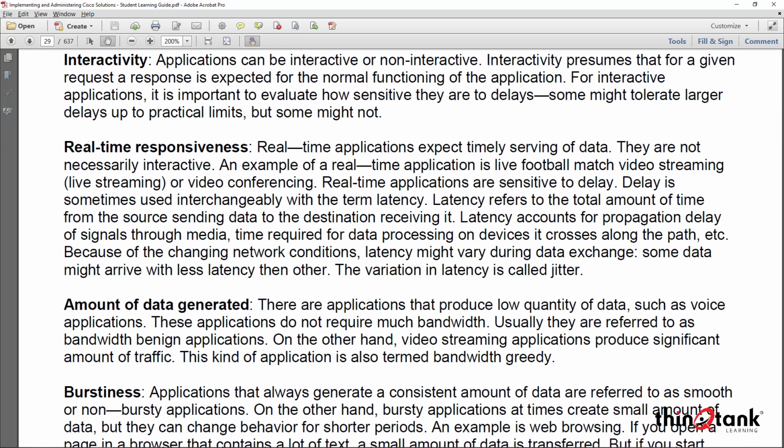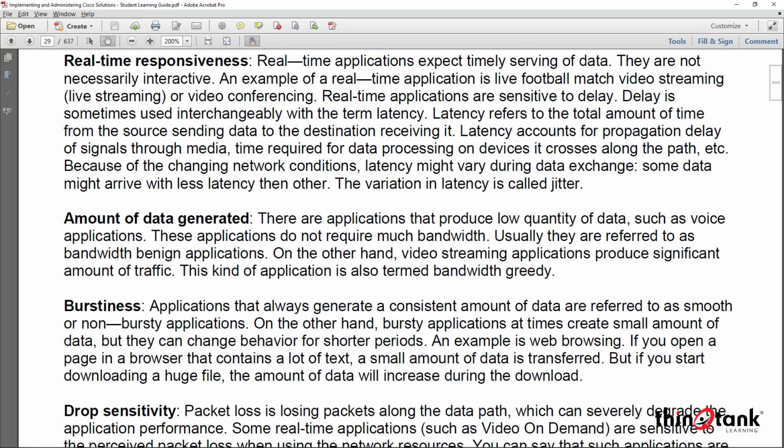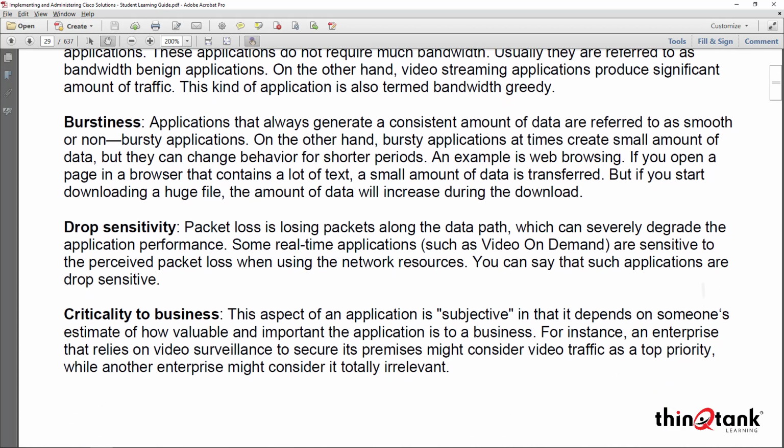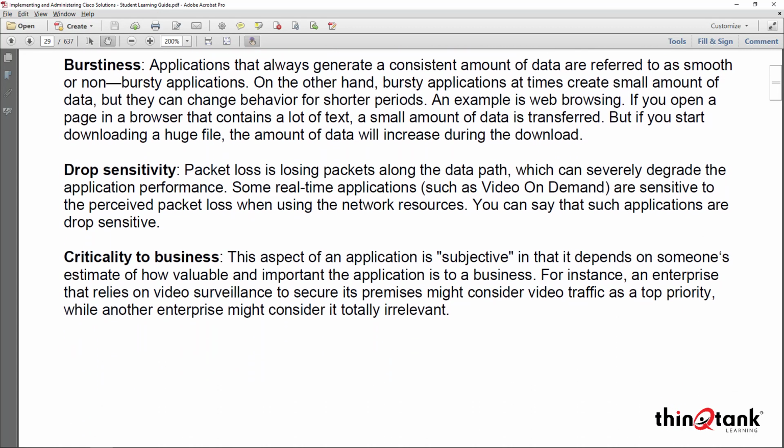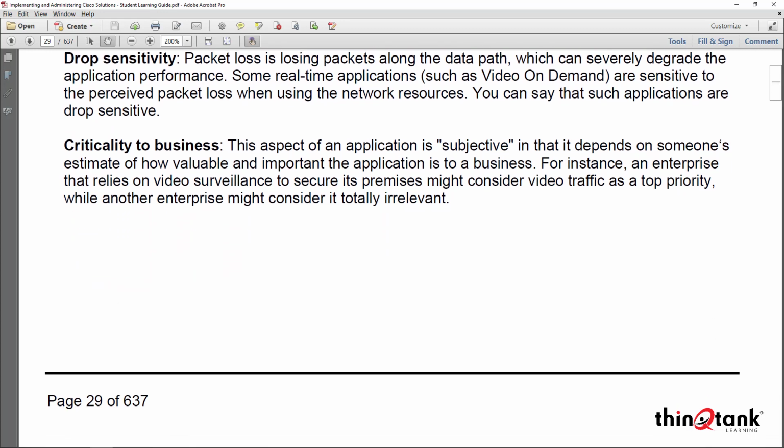Are they real-time applications that require fast processing? In other words, do we have to process those datagrams first? How much data is actually being generated? Is the data predictable? Is the amount of data, or the size of the payloads or the packets themselves, predictable? These are things that we have to concern ourselves with. Is it drop sensitive? Is it critical to our business?